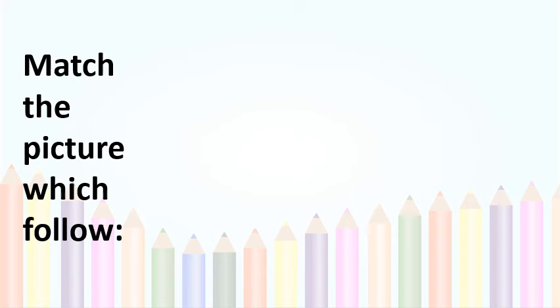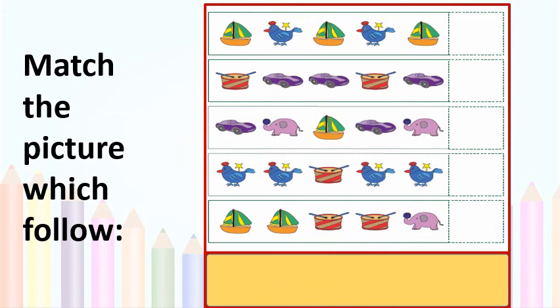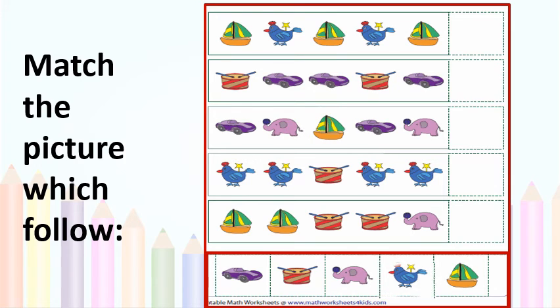Match the pictures which follow. See here. Here pictures are given. Okay, you have to match the pictures. The next picture which will come, that we have to think. See here, the yacht and the cock. These are toys. Yacht, cock. See, this is AB, AB. So here the cock will come, isn't it?